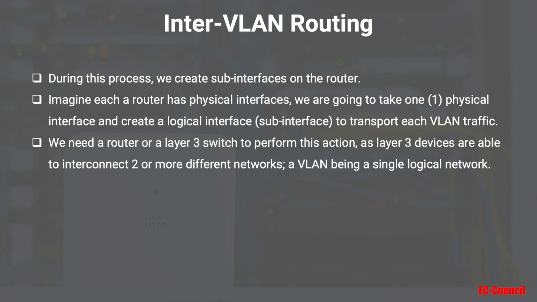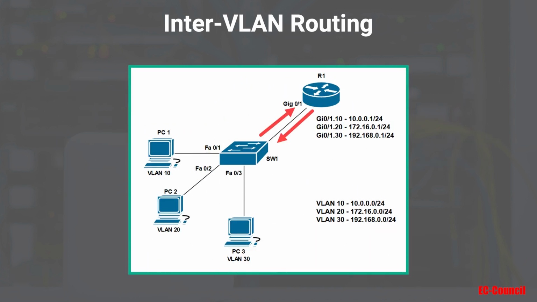So let's say, for example, we have VLAN 10 and VLAN 20. Therefore, we will need to create two sub-interfaces. One sub-interface will transport VLAN 10 traffic, while the other sub-interface will be used to transport VLAN 20 traffic. To perform inter-VLAN routing, you can use a router or a layer 3 switch, as layer 3 devices are able to interconnect two or more different networks, simply because a VLAN belongs to a single logical network. To get a better idea how inter-VLAN routing works, let's take a look at this diagram.